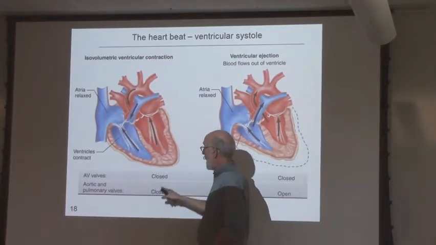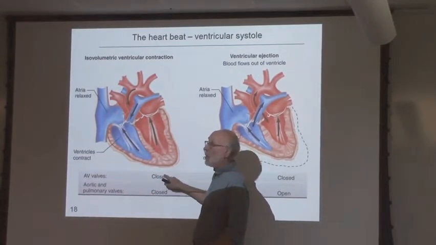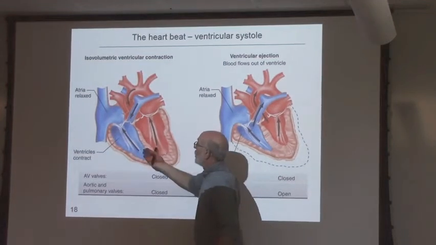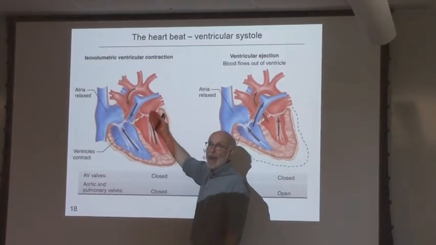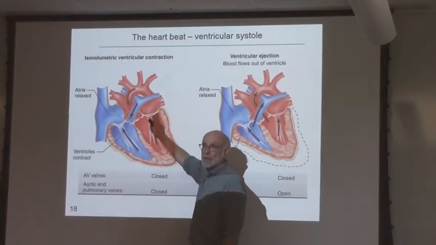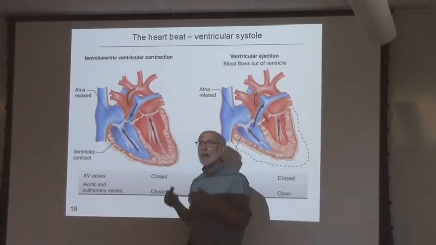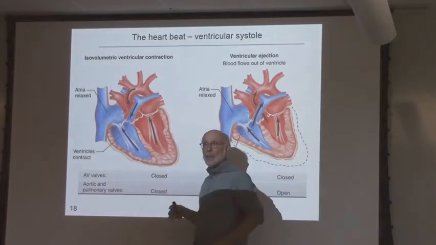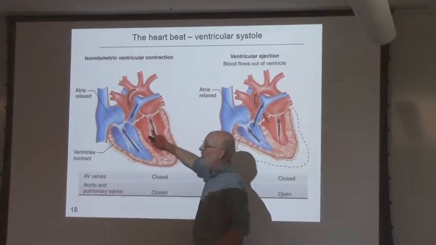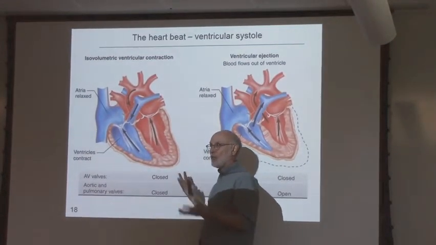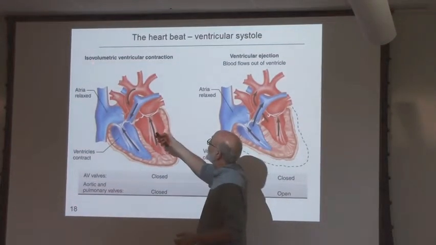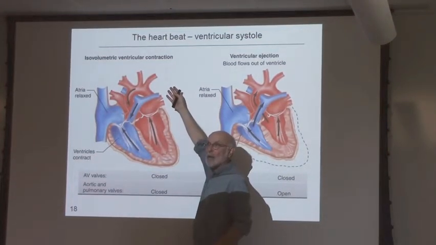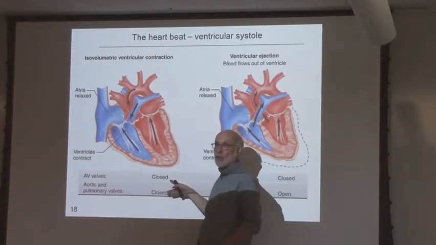You can see now the AV valves are closed. What closes these AV valves? Pressure. The increase in pressure of the ventricles, against this backflow if it happened, is what closes the AV valves. The semilunar valves have not yet opened. All valves are closed. We have contraction, but no flow. No flow, and yet there's contraction going on. So it's called isovolumetric. Iso means the same. The volume is staying the same, but the contraction is going on. Isovolumetric because all valves are closed, no flow.